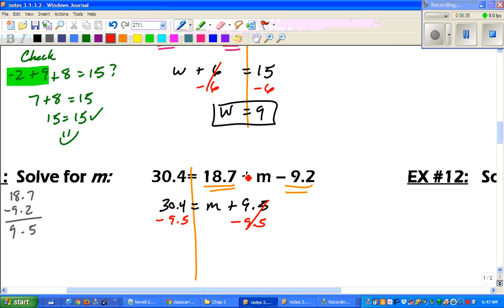Subtract 9.5 from each side. Off to the side, 30.4 minus 9.5. Have to borrow. And you get 20.9. 20.9 equals m.